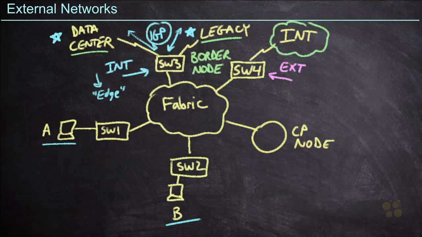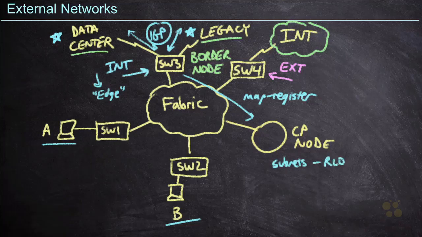So switch 3, for example, is going to send the map register messages to the control plane node as if it had host attaching to it. However, instead of advertising the host, it's going to advertise the subnets. So the control plane node is going to map external subnets to the RLOC of the border node.